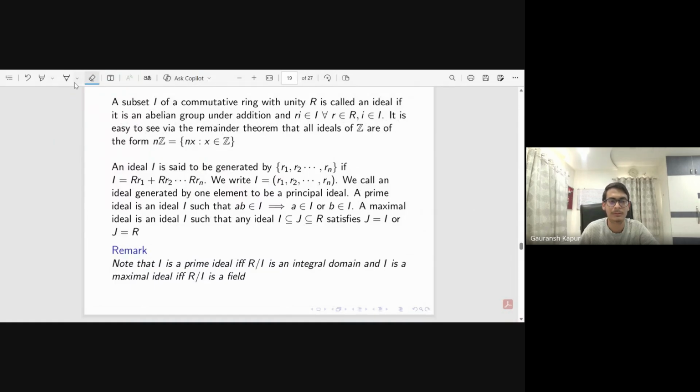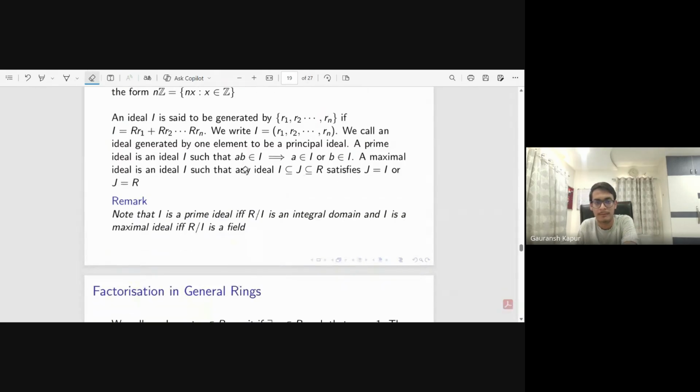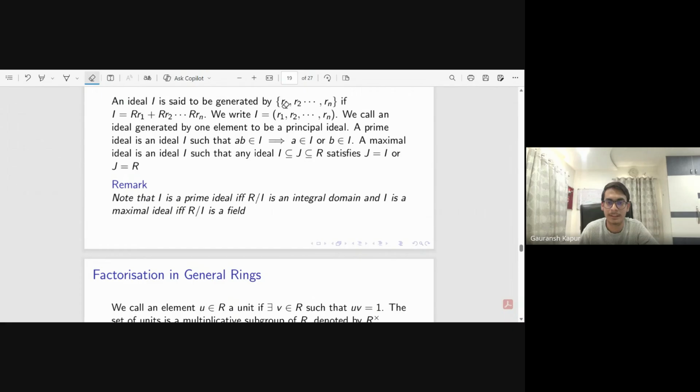And you can check that all ideals of Z are given by nZ by Euclid's division lemma. And we say an ideal is generated by r1, r2, ..., rn if any element in I can be written as a linear combination of the elements r1, r2, ..., rn. We write I to be (r1, r2, ..., rn).